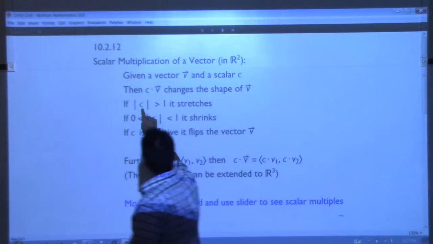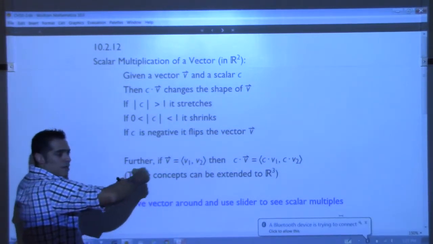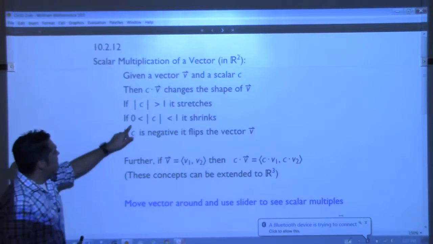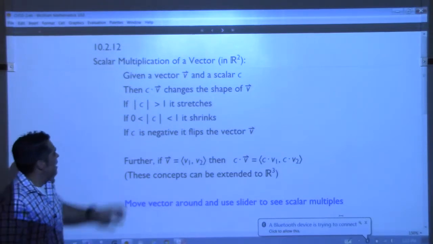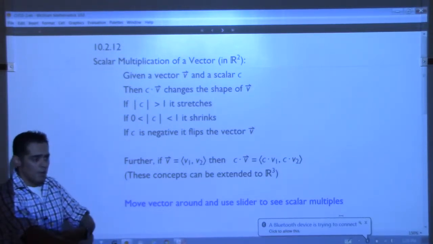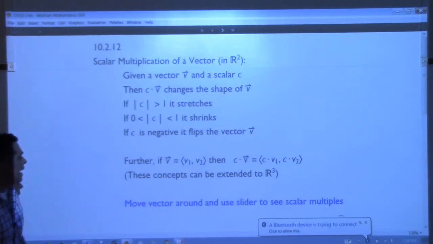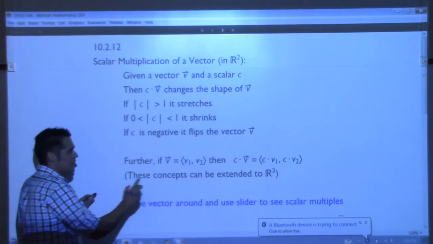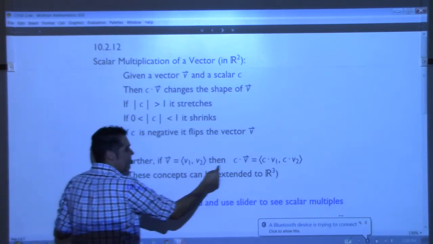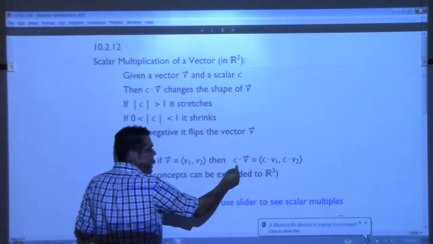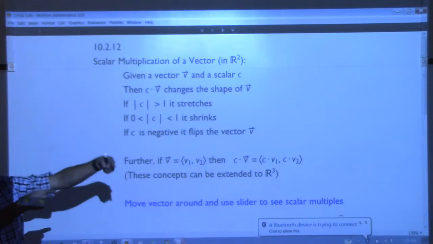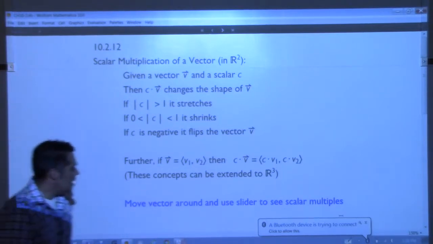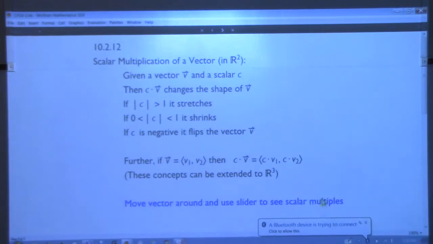If the absolute value of C is bigger than 1, it's going to stretch the vector out and make it longer. If the absolute value of C is between 0 and 1, it's going to shrink the vector and make it smaller. If C is negative, it's going to flip the vector over and point it in the opposite direction. And the way you can do it mechanically is if you're given a vector V and then someone says, hey, multiply the vector times C, then all you do is you just multiply each component by C. So it's almost like you're distributing that scalar into the vector. And then everything that we just talked about right there can be extended into 3-dimensional space.